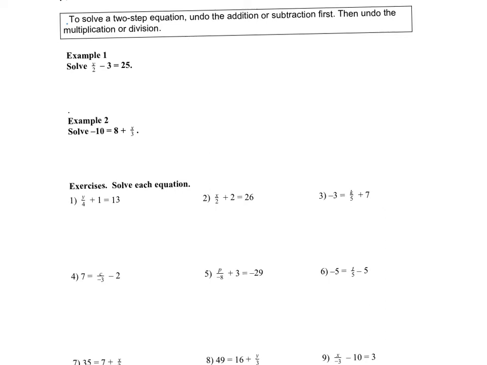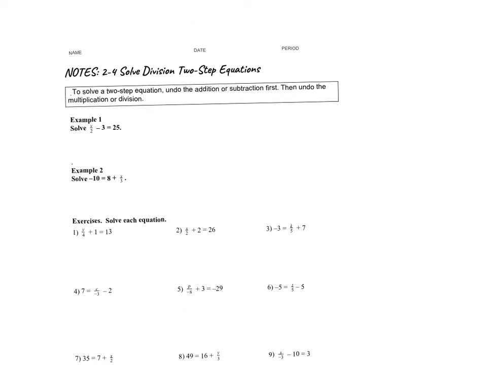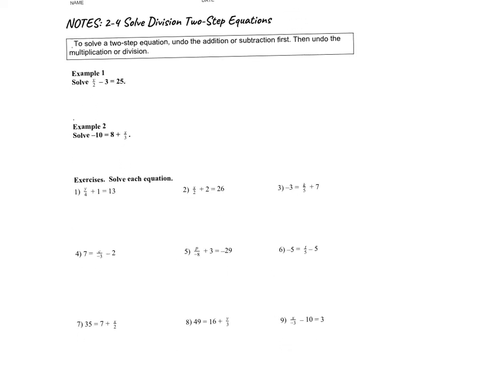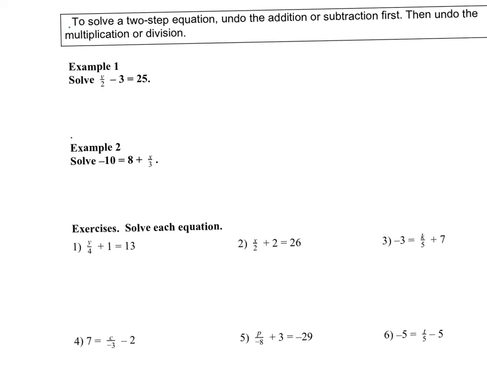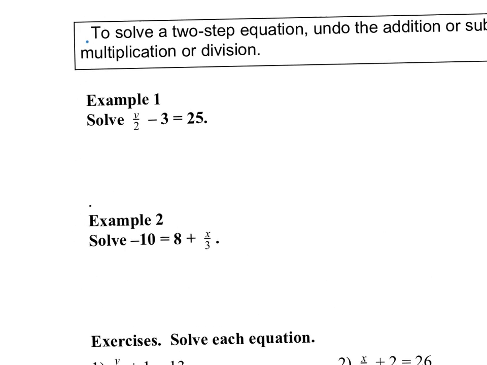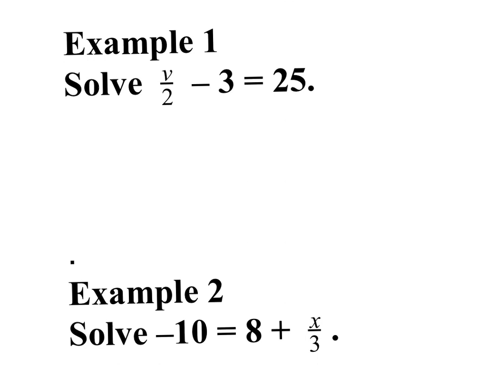Okay, so we're talking today about solving division two-step equations. We talked about multiplying before, so this is just the division part. It is just a different way, same idea. If you look at example 1, it says v divided by 2 minus 3 is 25. So we're going to solve for our variable, which is v.